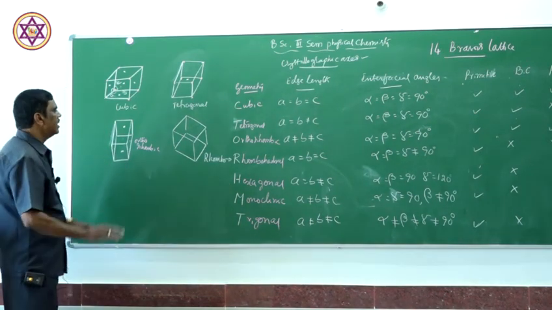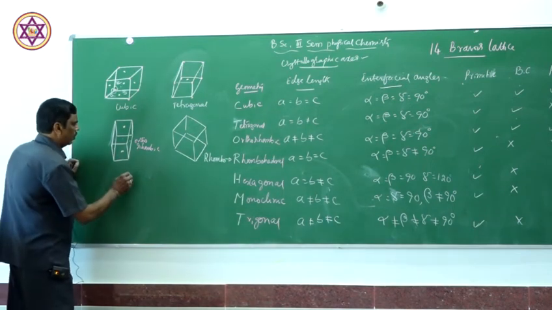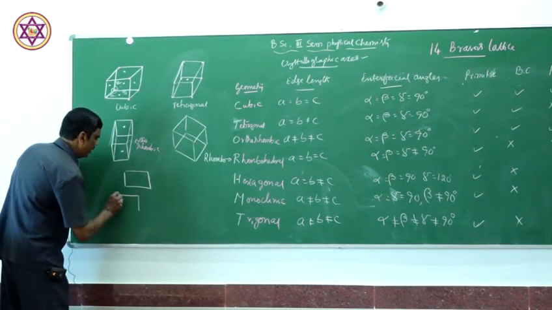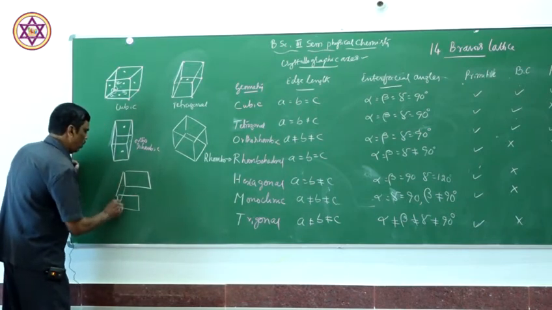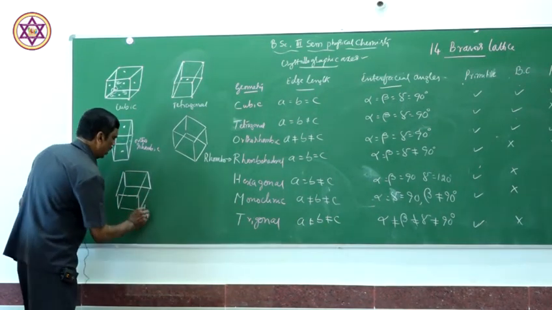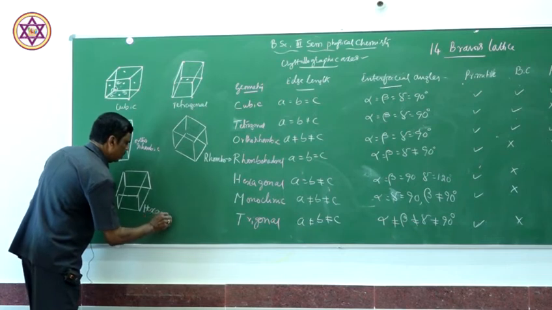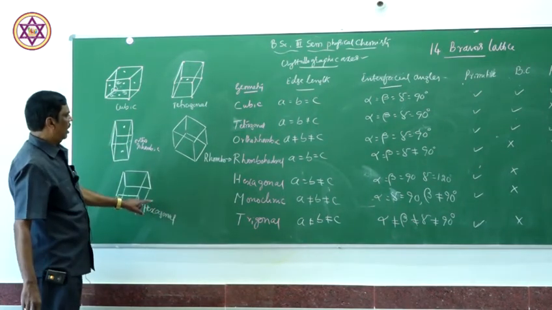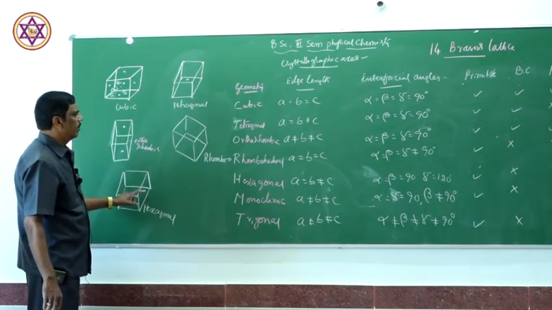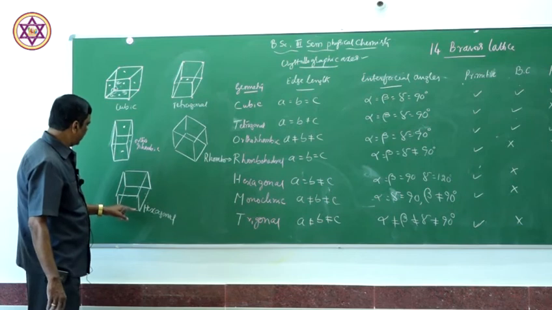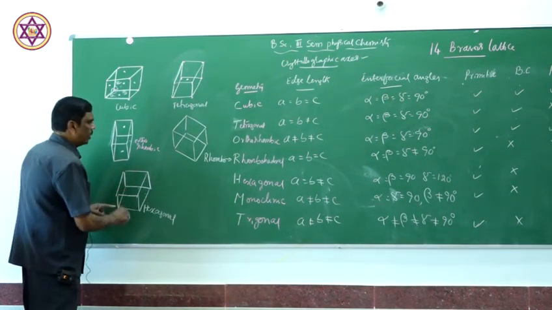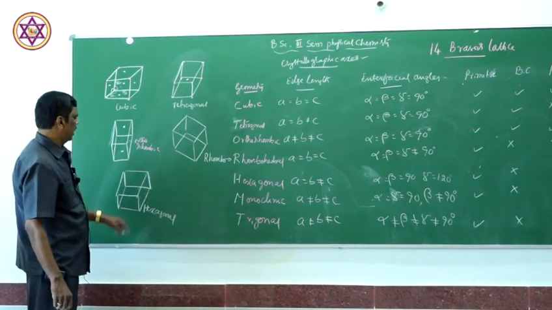In case of hexagonal, a = b ≠ c. One of the angles is 120. You see this? One of the angles is 120, and the remaining two angles are 90. This is hexagonal.